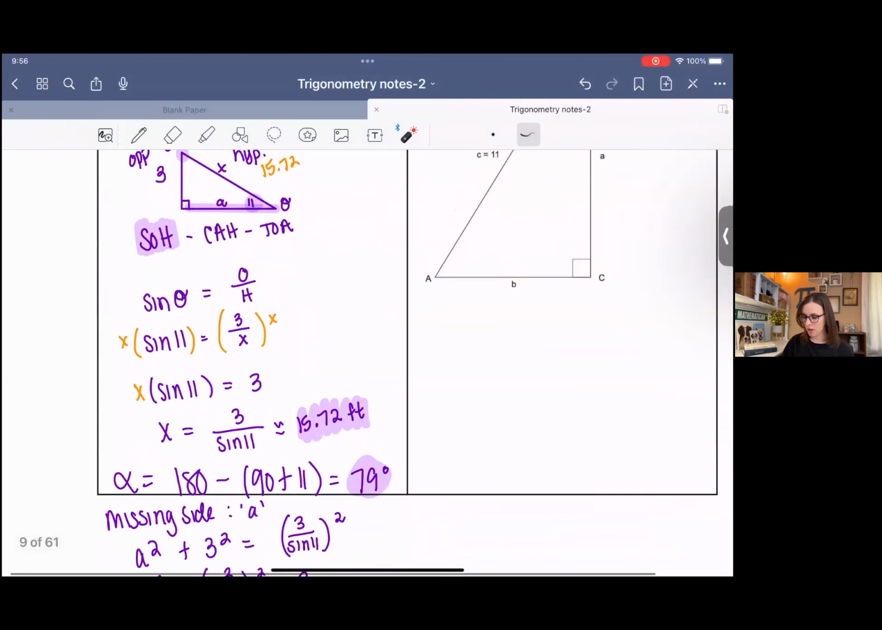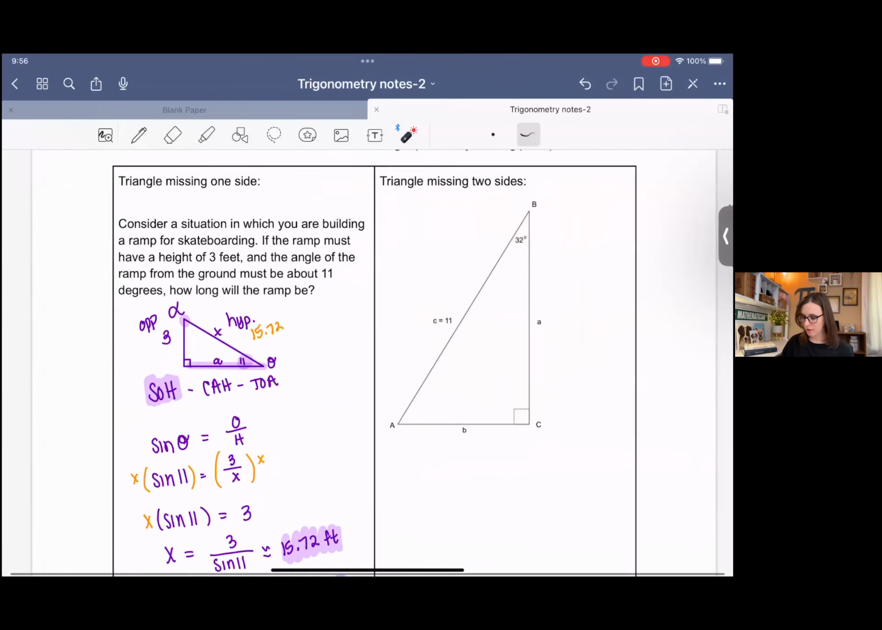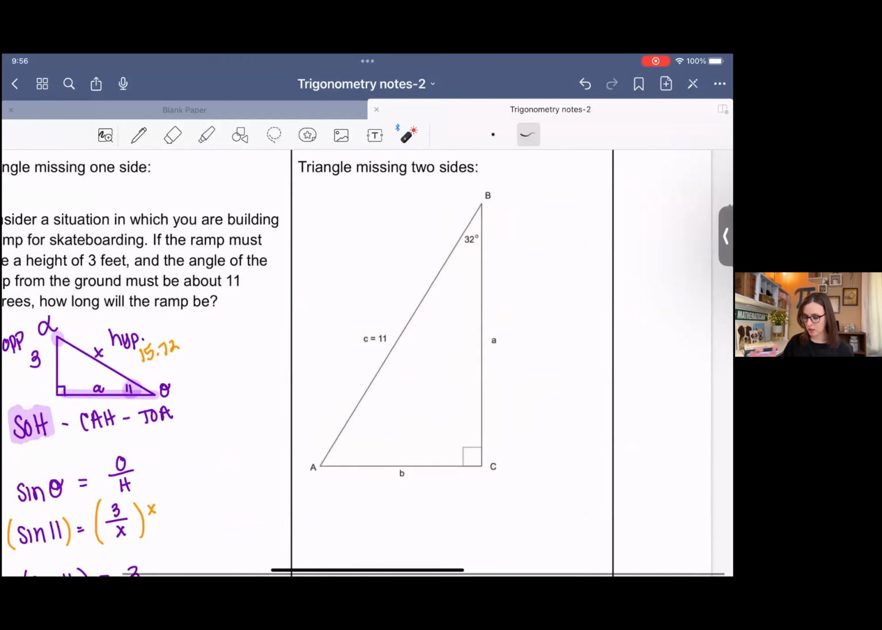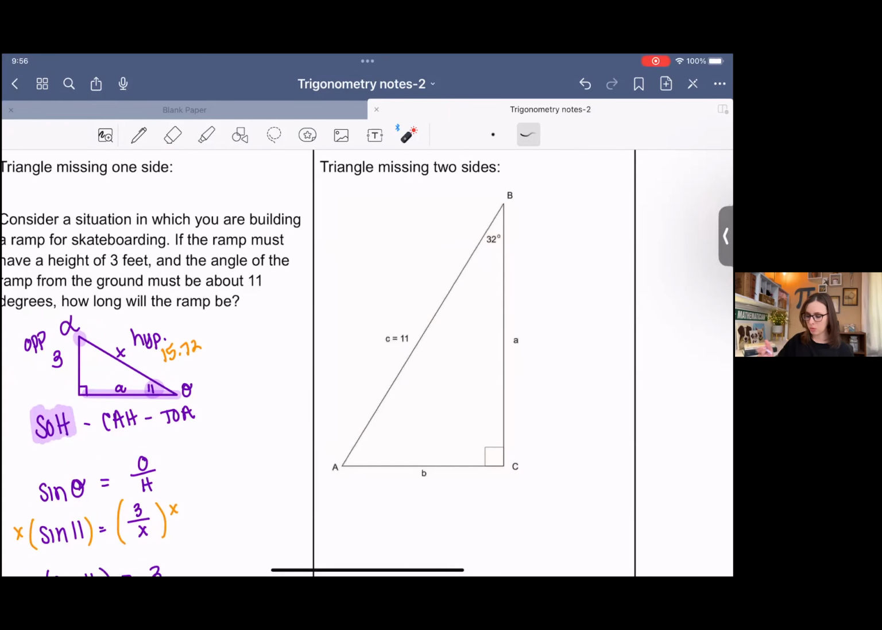Now for the next one, we have, again, two missing sides. In this case, we were given the hypotenuse, and then we were given two angles. So I want you to go ahead and pause it, try it, come back, and check your work.